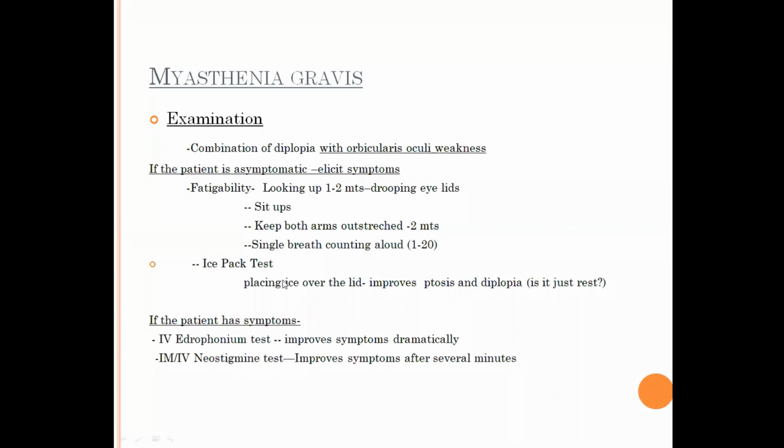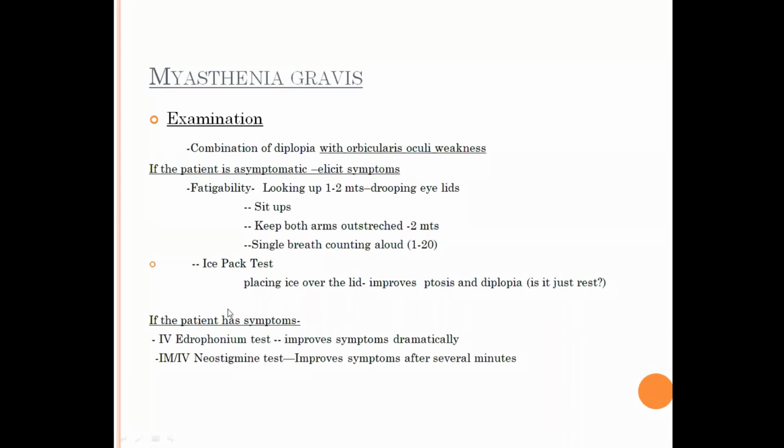In the books, there is the ice pack test, that means you place rapid ice in a kerchief and keep it over the lid for about 2 minutes. And then after 2 minutes, the ptosis and diplopia both improve. Is it because of the temperature, there is more effective acetylcholine action, or is it just that the patient has closed the eyes, so it is resting and so the patient is able to do it? We don't know.